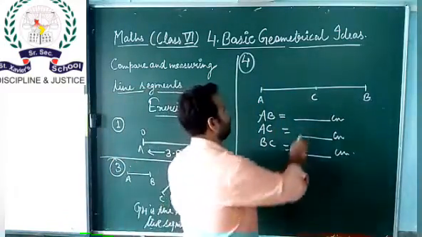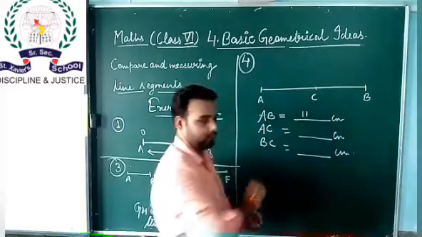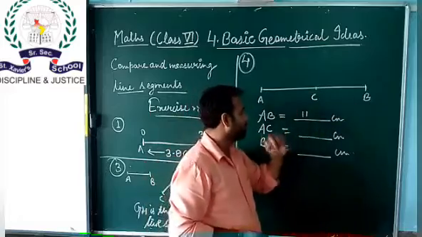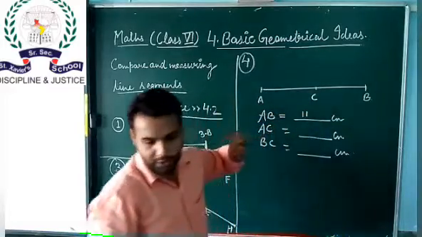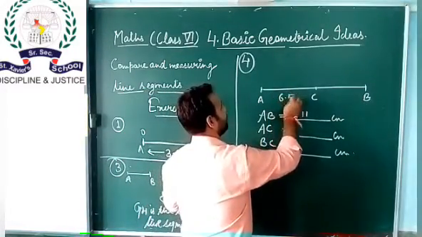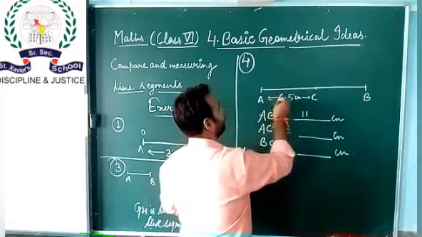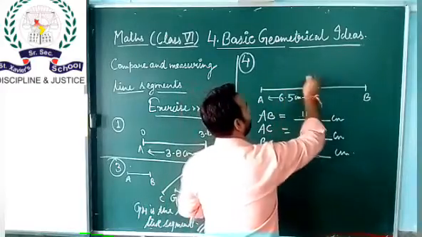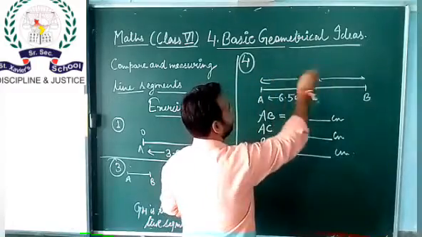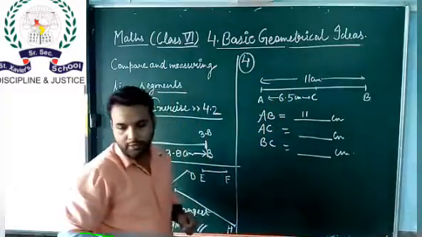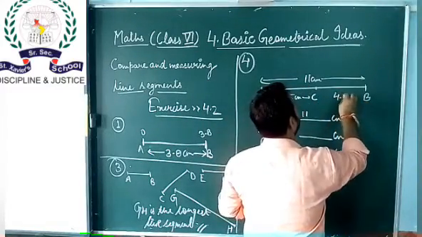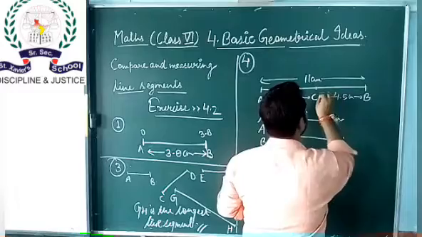Suppose on measuring we find that the line AB is 11 centimeter and AC is placed at 6.5 centimeter. Suppose this is placed at 6.5 centimeter and the length of AB is 11 centimeter. From A to B, this is 11, this is 6.5. Then how much is the distance BC? It is 4.5 centimeter. Okay.